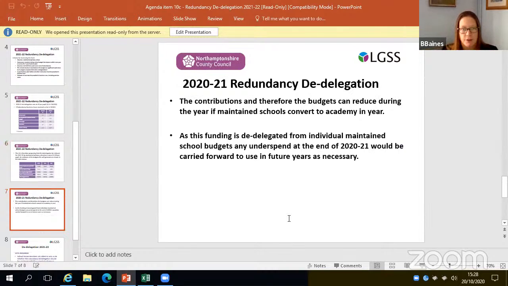So in conclusion, the contributions can therefore be reduced during the year. Sorry, that's not in conclusion. Not quite got there yet. The contributions and the budgets can reduce during the year if maintained schools convert to academy, as a portion of their contribution would reduce depending on when they convert. And as this funding is dedelegated from individual maintained school budgets, any underspend at the end of 2021 would be carried forward, ring-fenced, as we've said previously.